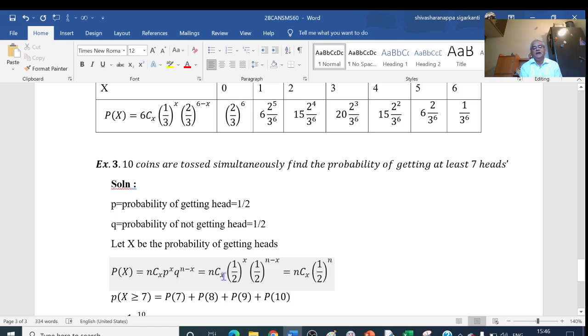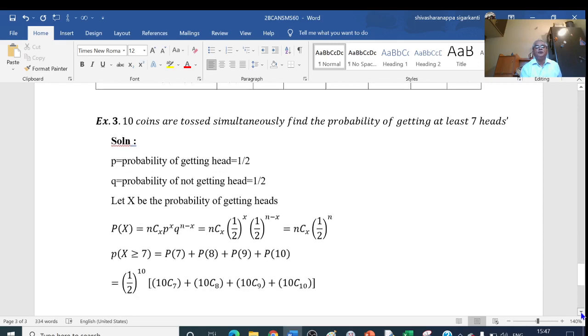This is NCX. P is 1 by 2 to the power of x. Q is also 1 by 2 to the power of n minus x. This is equal to NCX into 1 raised to x is 1, 1 to the power of n minus x, that is also equal to 1. Denominator 2 raised to x into 2 raised to n minus x. Using index laws, we write this as 2 to the power of x plus n minus x, that is 2 to the power of n. So NCX 1 by 2 to the power of n. This is our P of x.